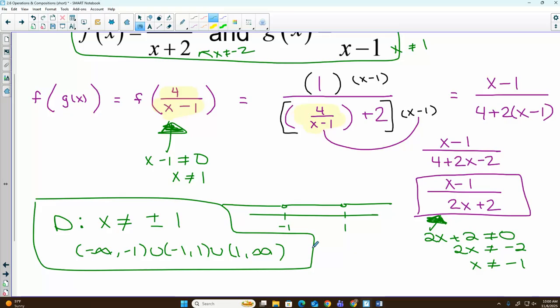All right. Questions there? So make sure you're looking at both parts.